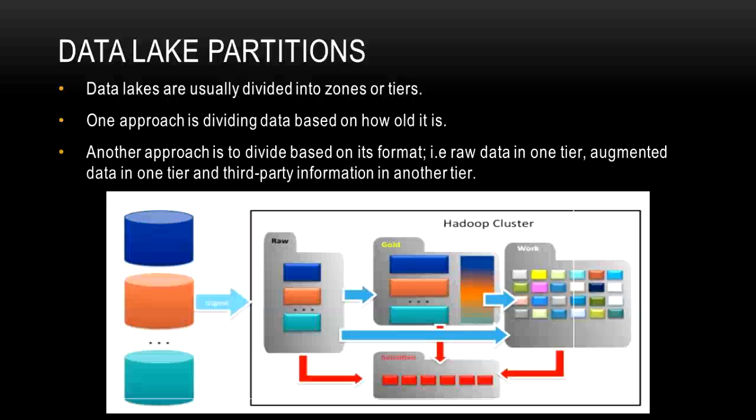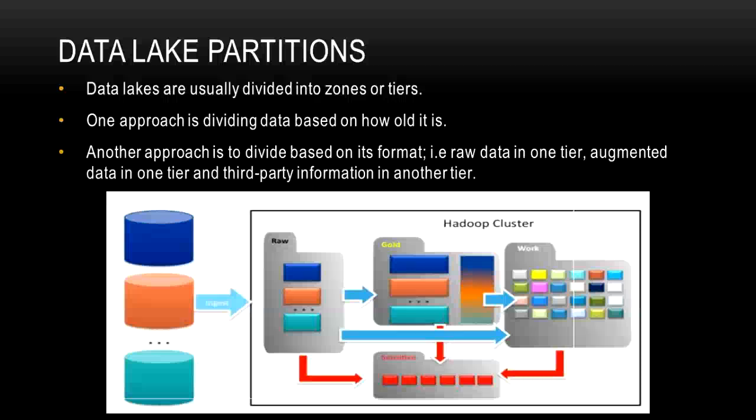Data lakes are usually divided into zones to improve performance. One approach for division is based on how old the data is. So for example, all data that is less than 6 months old can be placed in one zone. Data that is older but still active can be placed in another zone, and archival data can be put in a third zone. Perhaps the most popular approach for division is shown by this image here, where we have a Hadoop cluster as a data lake.